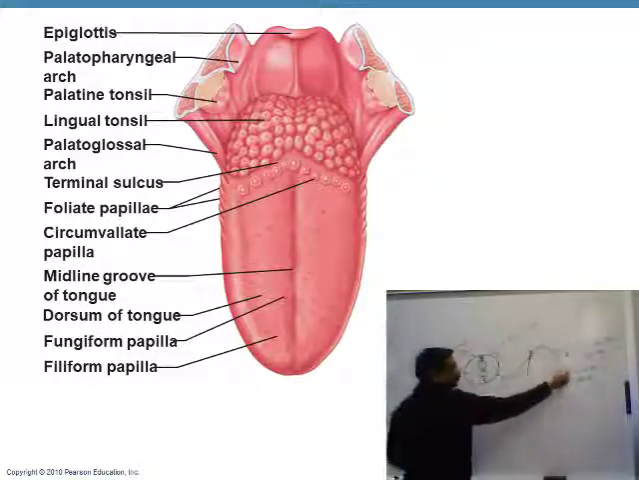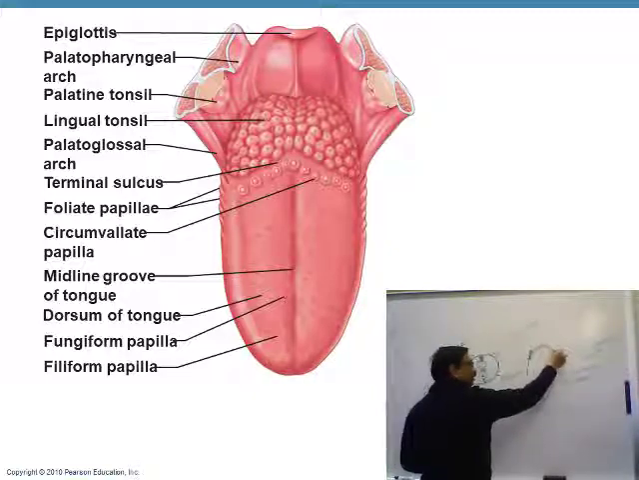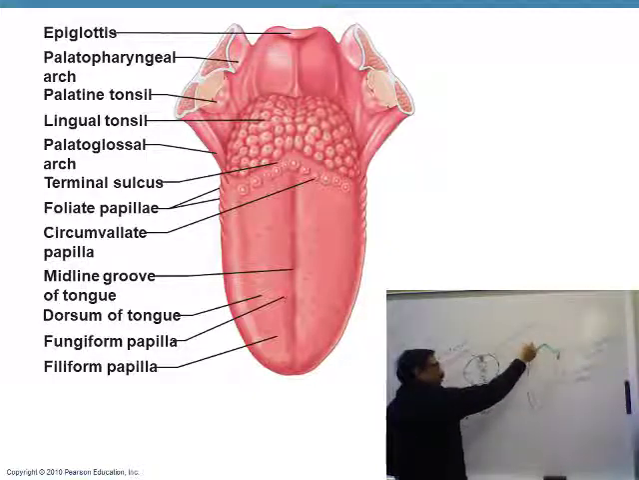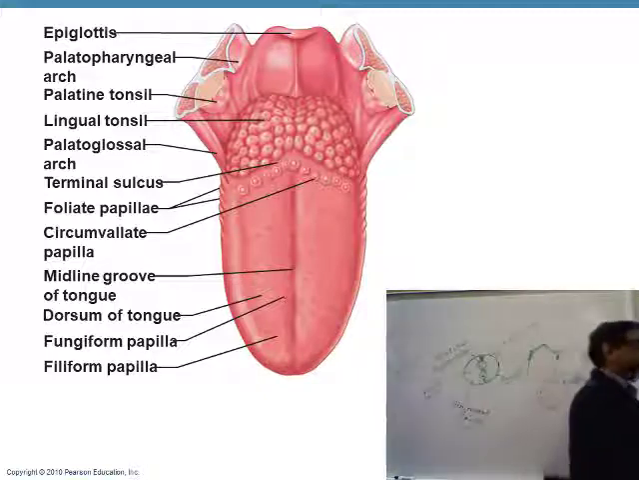The front part has filiform and fungiform. In the back, you have circumvallate and foliate. Circumvallate are larger and form a U or inverted U or V, and in both sides you have the foldings. Those are the foliate papilla.